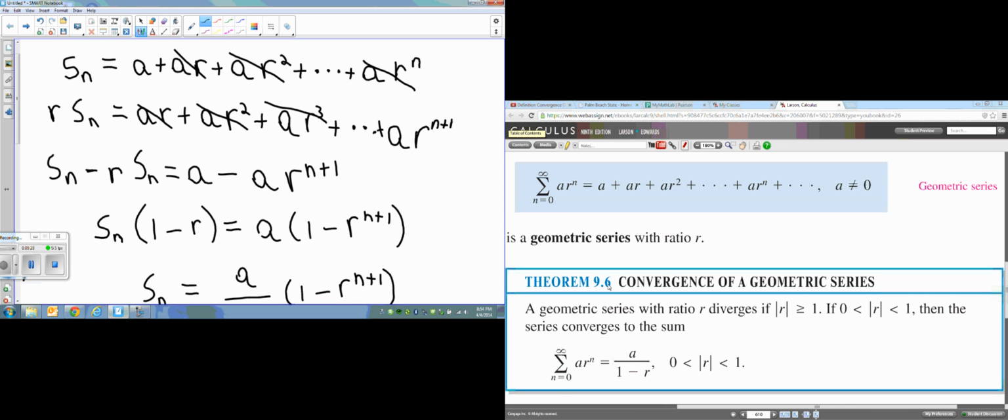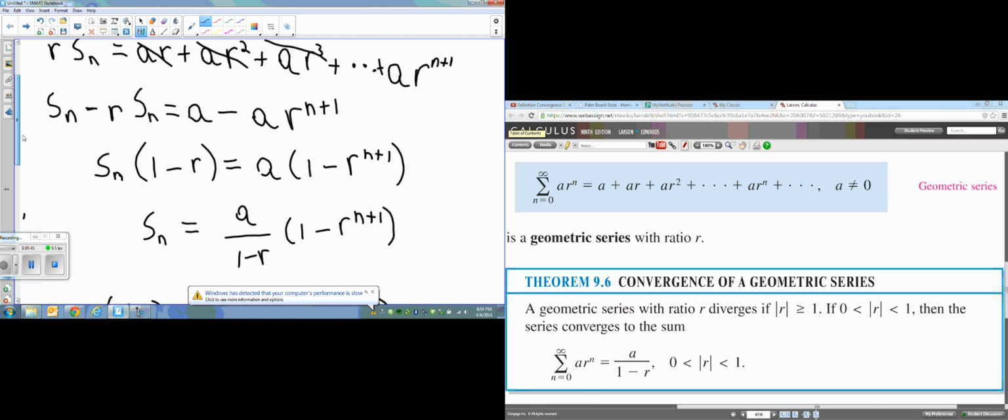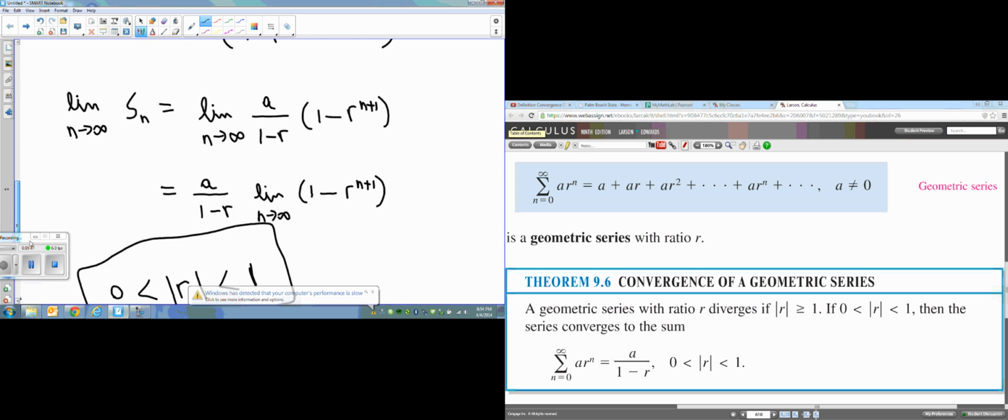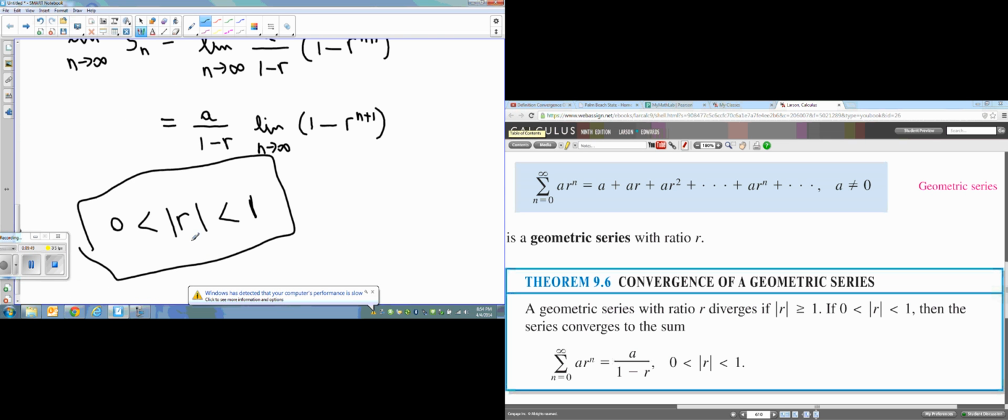And that's theorem 9.6 here. Theorem 9.6 says that not only will the series converge, but it will converge to this sum, a over 1 minus r, which is what we see over here. As long as this condition is met, then this limit is just a over 1 minus r. So that's theorem 9.6. Let's take a look at an example.